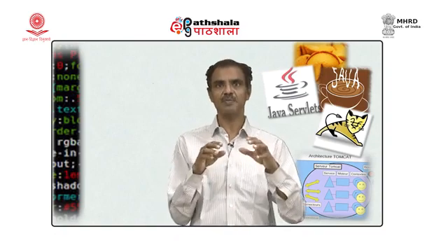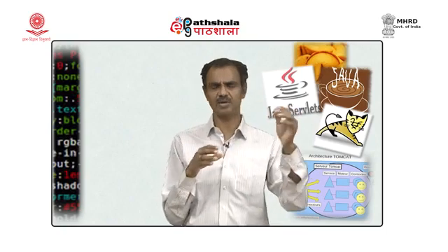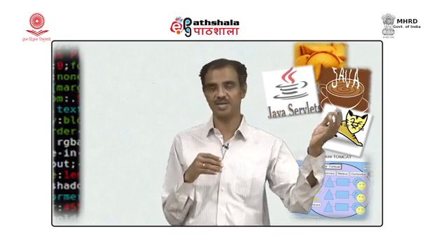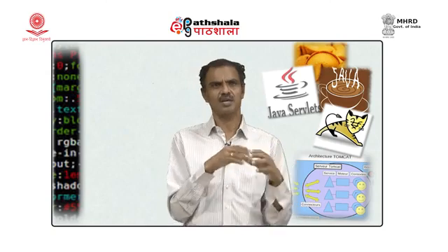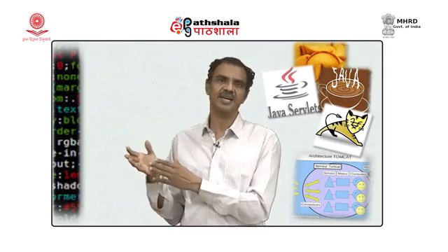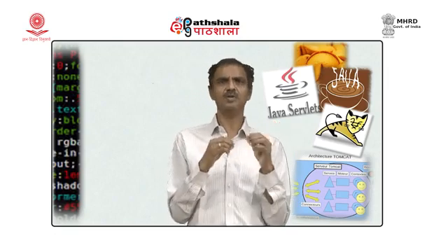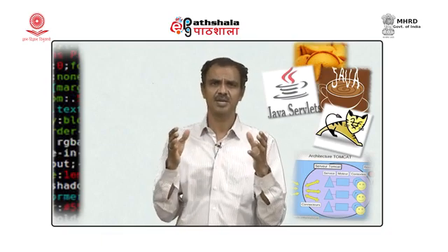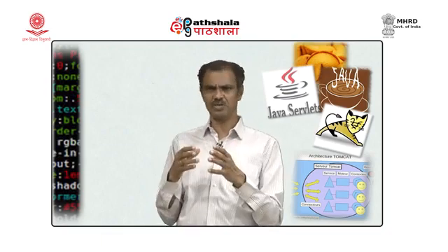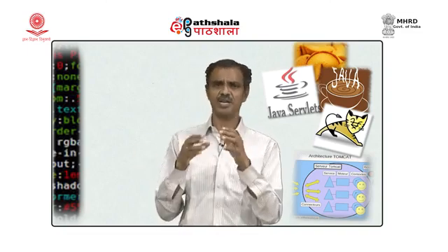For example, maybe you have a directive to put the current date and time. So, you develop a tag to put the current date and time. Maybe you call the tag now. So, maybe you create a class called now tag, which implements the tag interface. You would have those three methods, but now maybe you would like to have the date time formatting specified as an attribute. You may have a default, so maybe you do not keep it as a compulsory attribute, but you have an attribute called format.